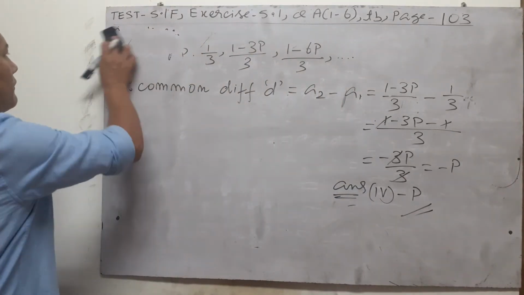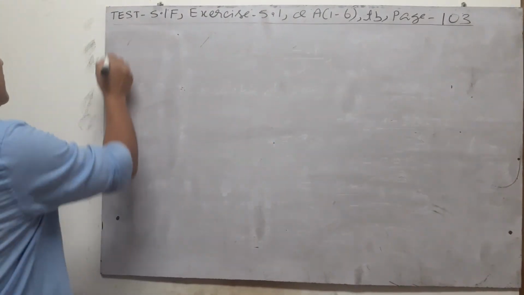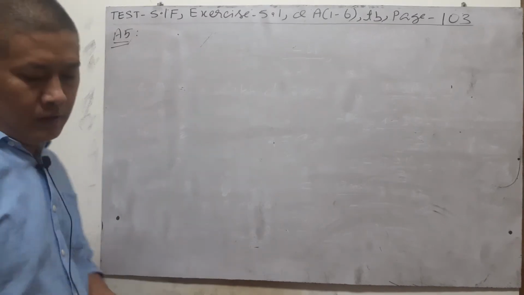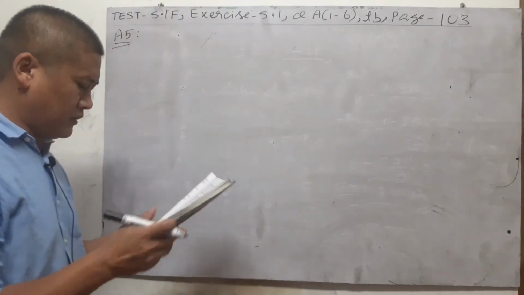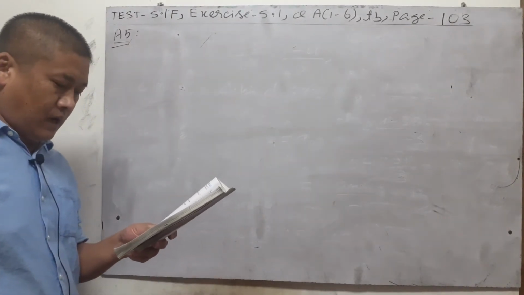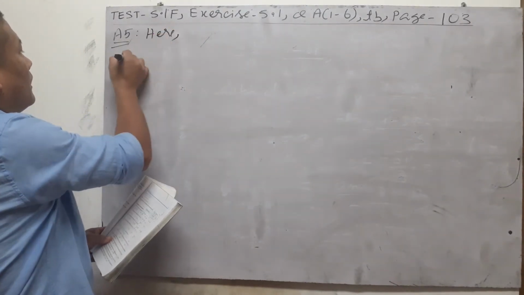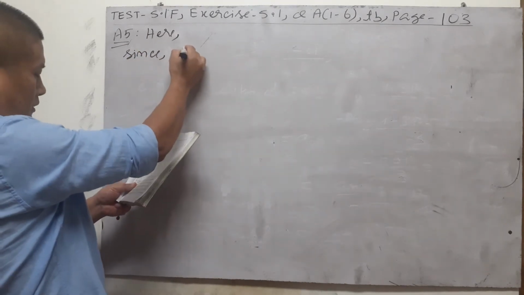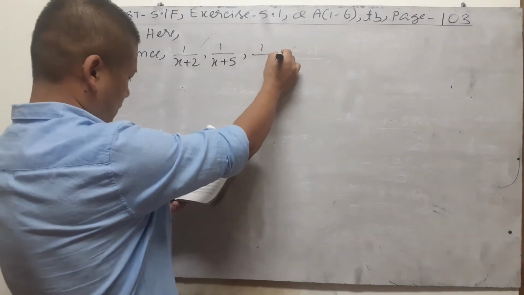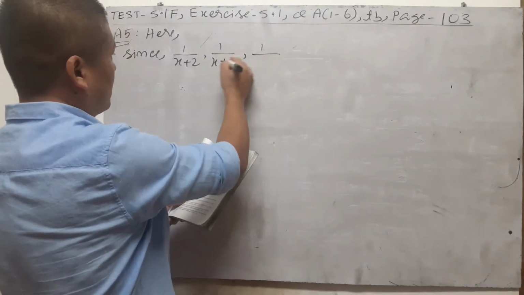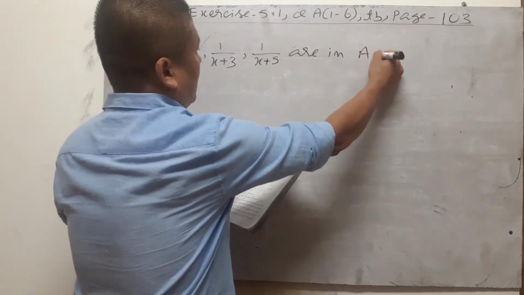Okay, 2 more questions, A5 and A6. A5 is: if 1 by x plus 2, 1 by x plus 3, 1 by x plus 5 are in AP, then find x. Since the question clearly tells us that 1 by x plus 2, 1 by x plus 3, 1 by x plus 5 are in arithmetic progression.